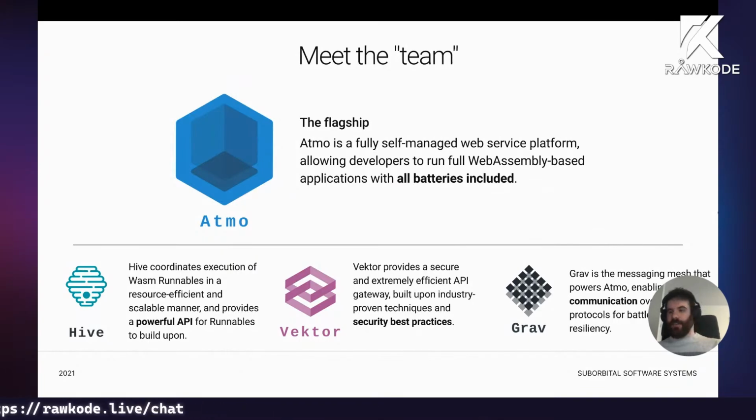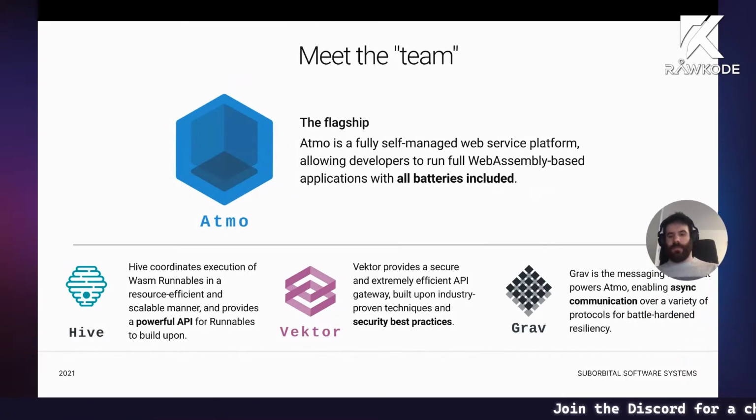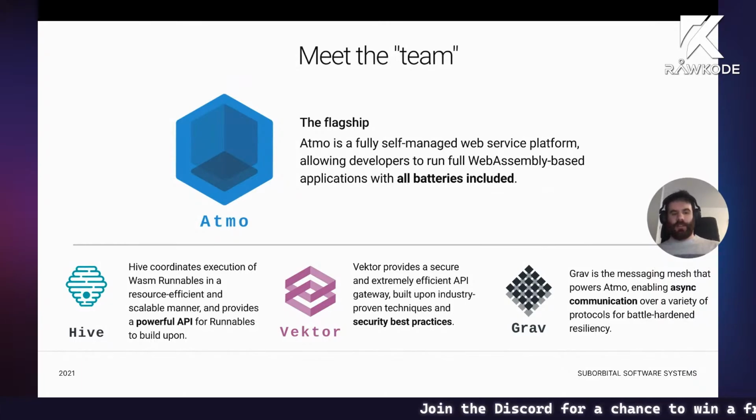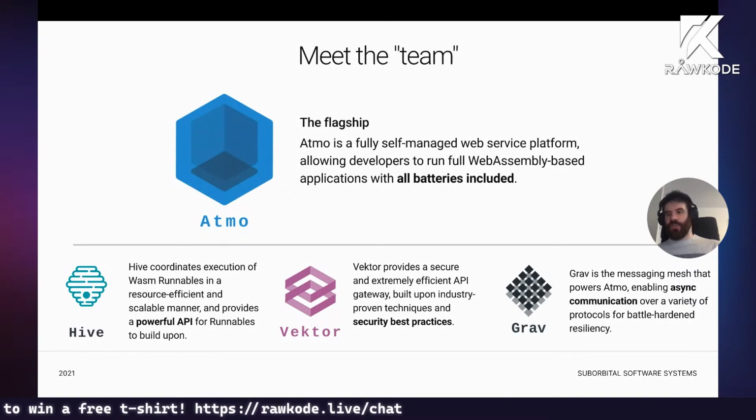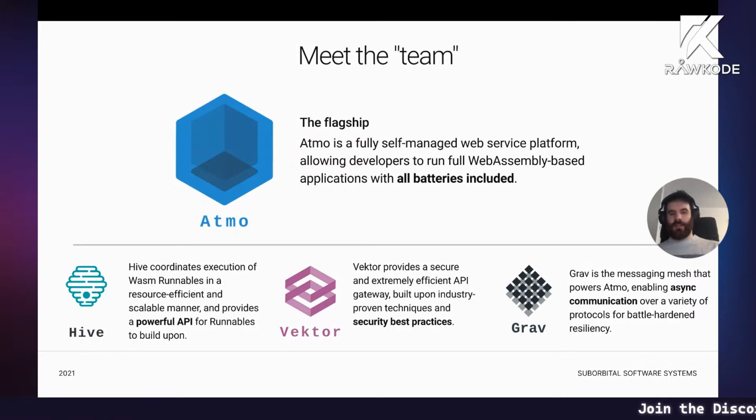So there's Hive, which is a job scheduler or a function scheduler, and this is where the WebAssembly parts mainly happen. It uses Wasmer under the hood to run WebAssembly modules, but what Hive does is it actually makes it multi-tenant, and it manages the execution and memory and communication of many modules all at once. And so that's kind of the core of Atmo.